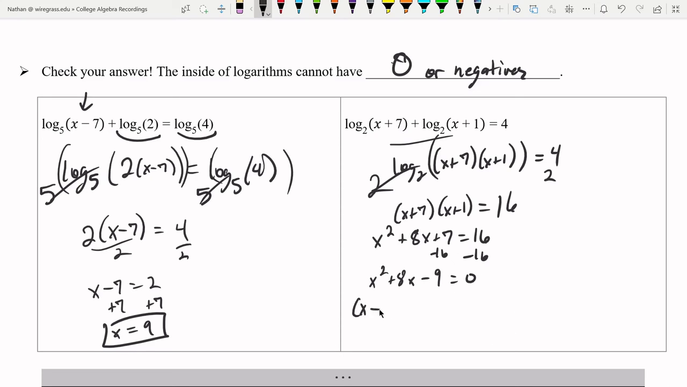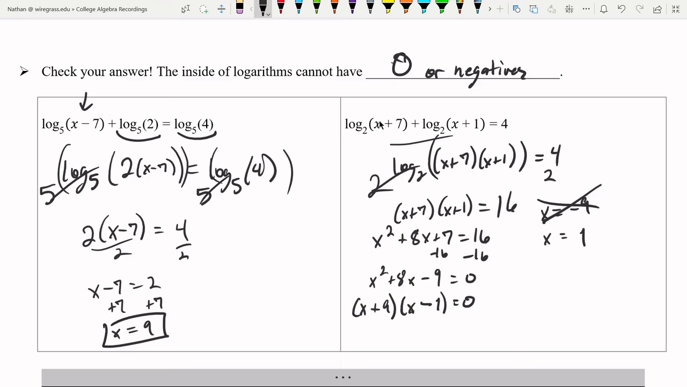This factors down into (x + 9)(x - 1). Double check that, yeah. And that gives us x equal to negative 9 and x equal to positive 1, right? This one's 0 when x is negative 9. This one's 0 when x is 1. Plugging that into here, however, negative 9 plus 7 is negative 2. You cannot have a negative number in there, so that cannot be a solution.